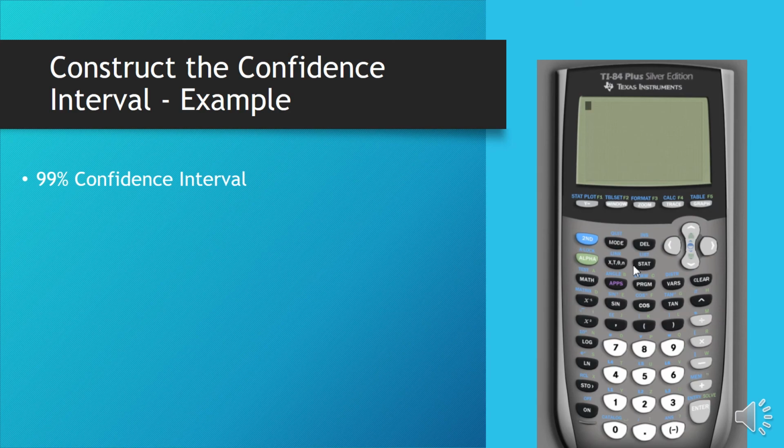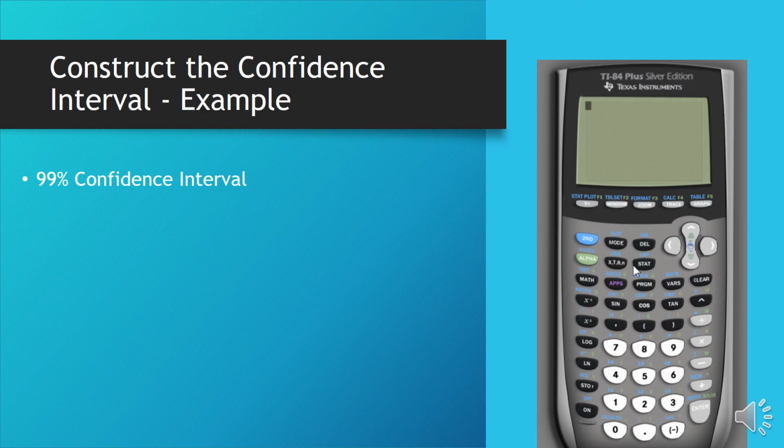Hit enter. This time we have a set of data, so we're going to scroll over to data and hit enter. Make sure that you have the correct list here. My data was in list L1. Frequency should remain at 1, and then make sure to put the correct confidence level in. Our confidence level was 99%, so 0.99. Then go down to calculate and hit enter.